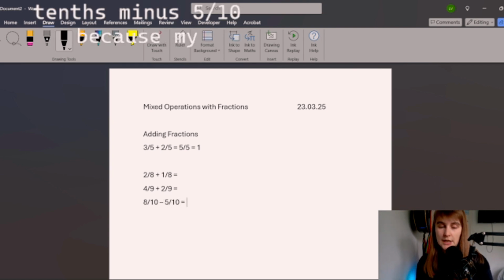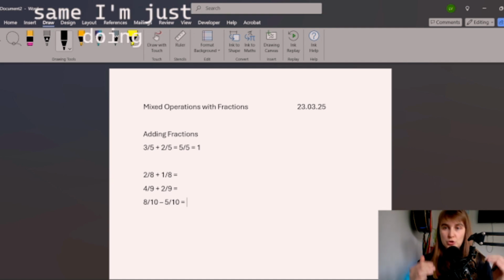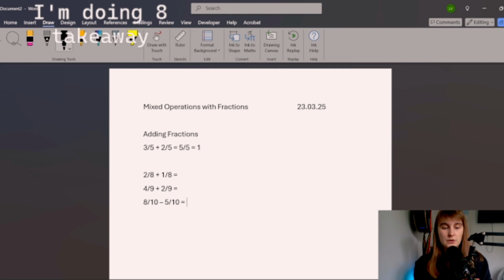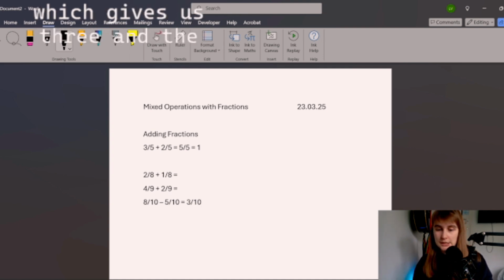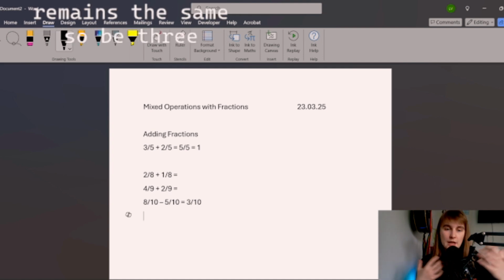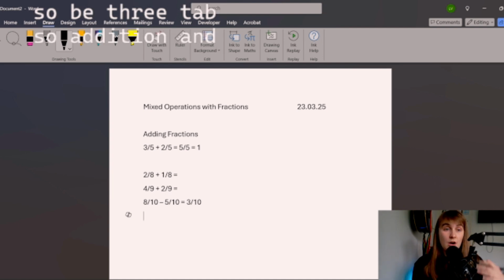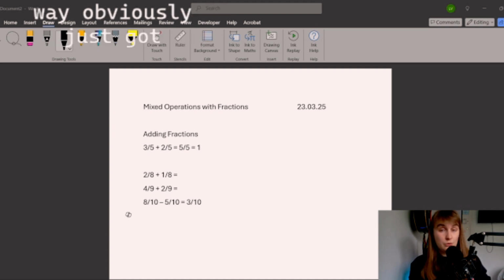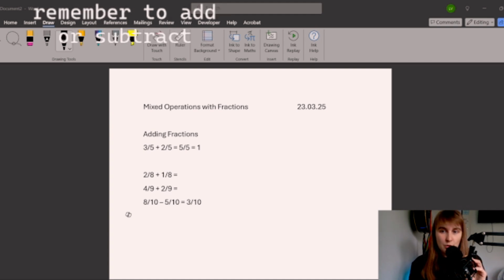Because my denominators there are the same, I'm just doing a subtraction with the numerators. So I'm doing 8 take away 5, which gives us 3, and the denominator remains the same. So it'd be 3/10. So addition and subtraction are very similar. They work in exactly the same way.